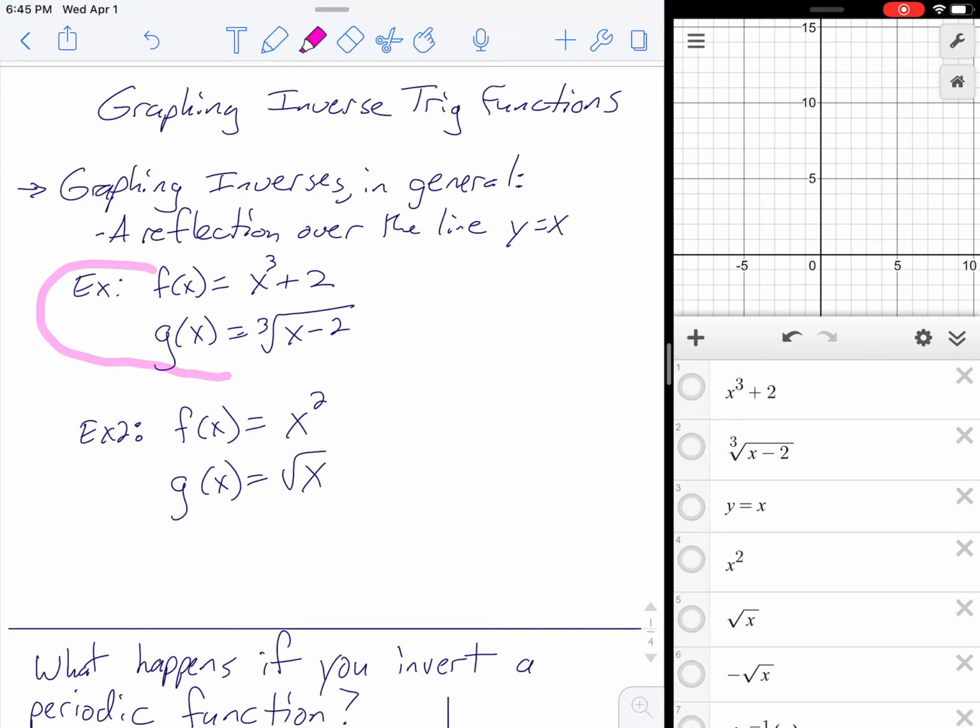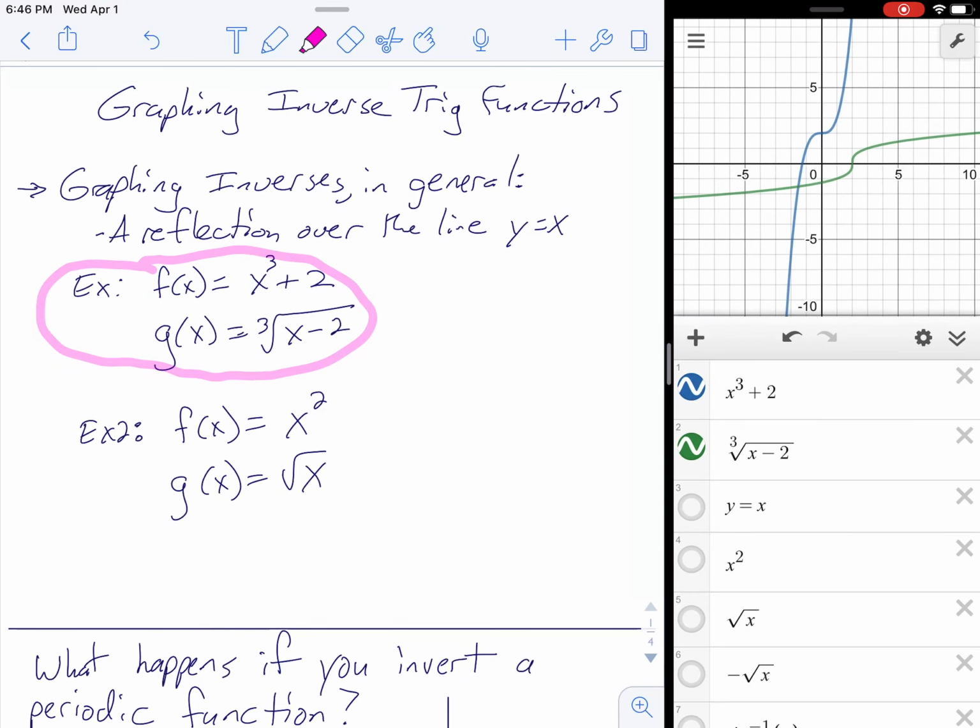So remember that when you graph inverses, basically one graph is a reflection of the other graph over the line y equals x. So I'm going to graph these two that I have circled here. f of x equals x cubed plus 2, and g of x equals the cube root of x minus 1. They are inverses, and when I graph them, you get those two shapes.